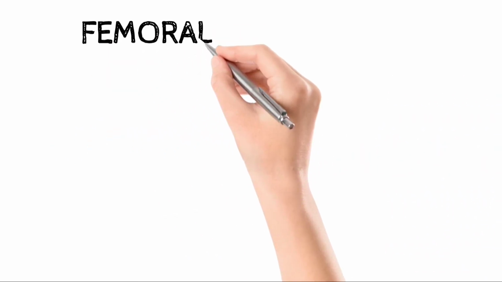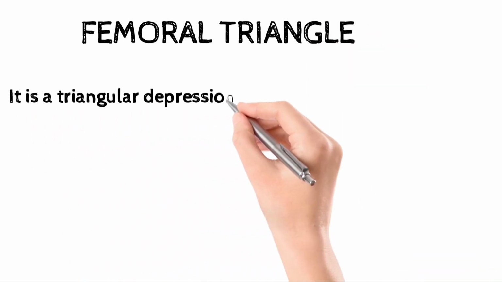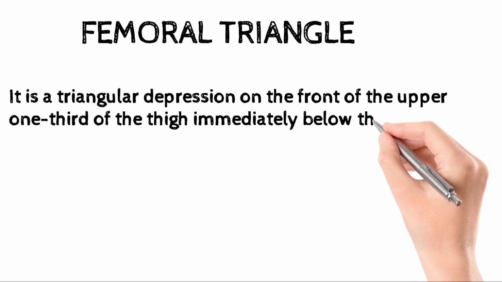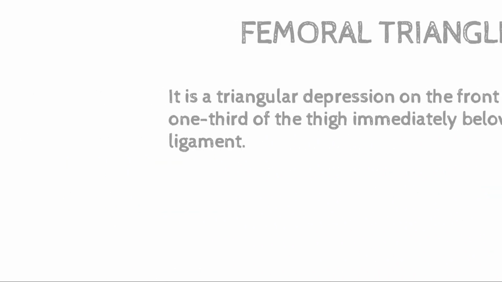Today I shall be discussing the femoral triangle. It is a triangular depression on the front of the upper one-third of the thigh, immediately below the inguinal ligament.